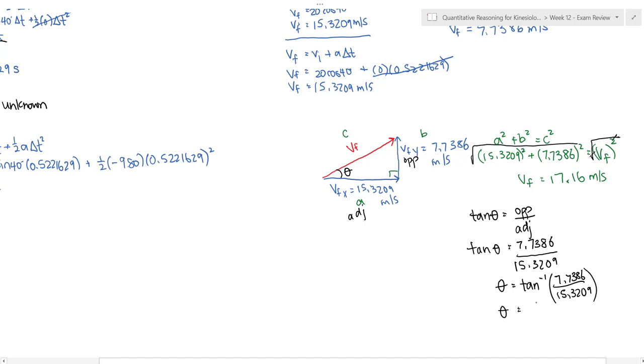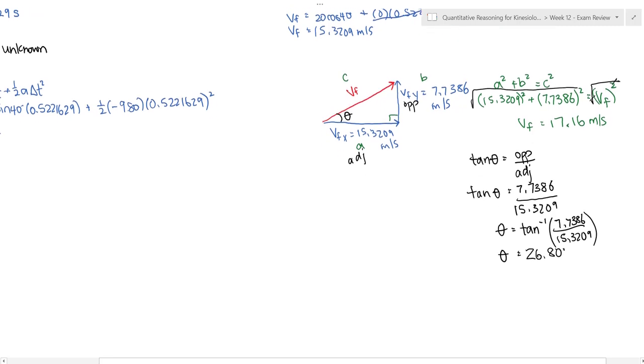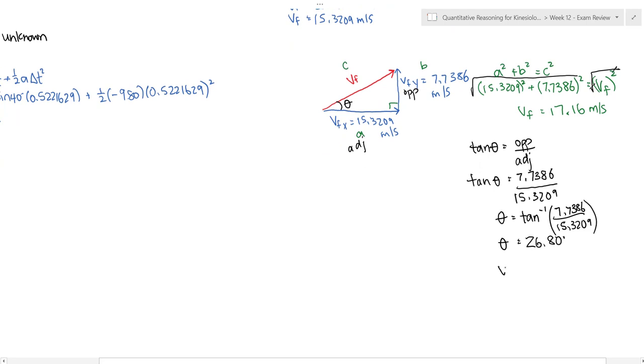I'm just going to type this on my calculator. Tan inverse of 7.7386 divided by 15.3209, and I get 26.80 degrees. So my final answer is that my final velocity, as a vector now, I'm including both the magnitude, 17.16 meters per second, and the direction.